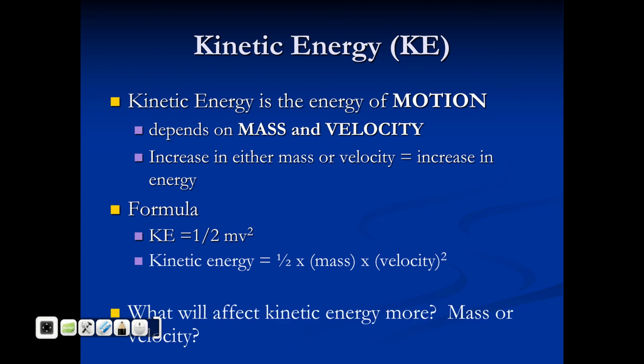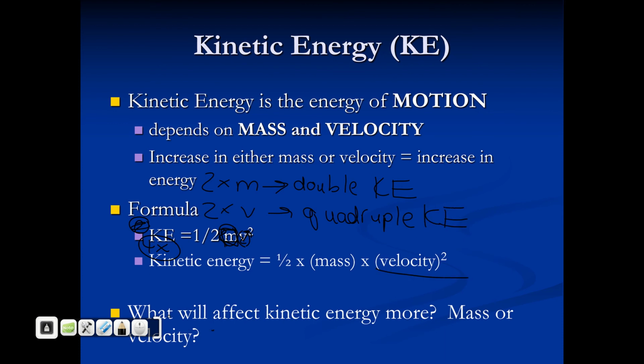And I always ask this: which of these variables will affect the kinetic energy more, mass or velocity? Well, if you double the mass, you're going to double the kinetic energy because there's only one mass in this formula. If I double the velocity, it gets squared, so you're actually going to increase the kinetic energy 4 times. If I double the mass, it'll double the kinetic energy. If I double the velocity, it quadruples the kinetic energy. Why? Because velocity is squared in the formula.